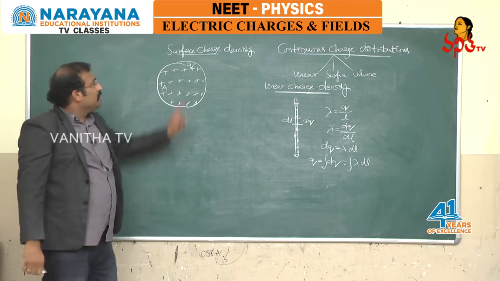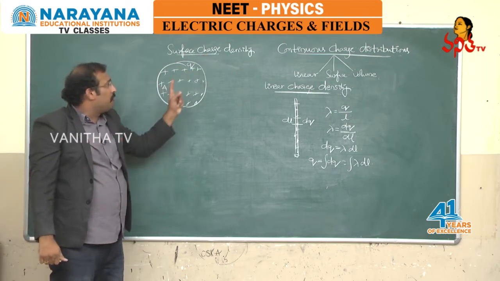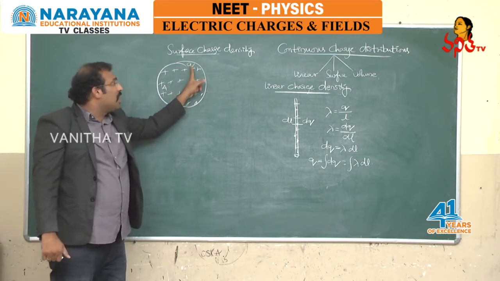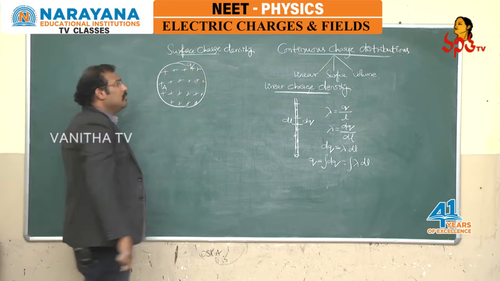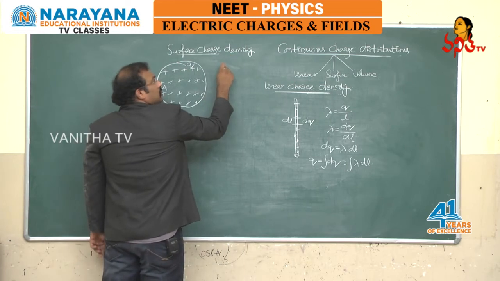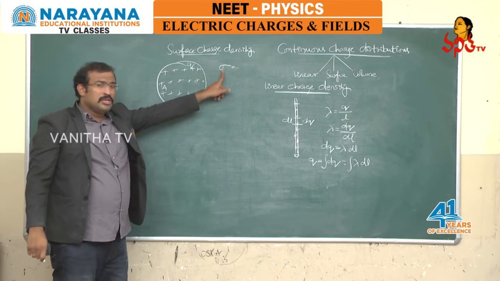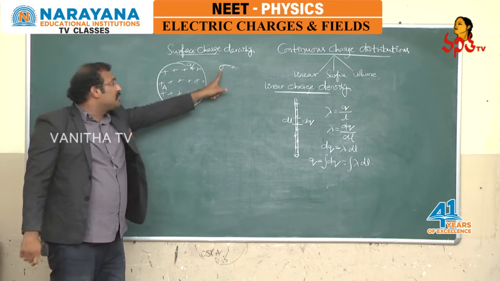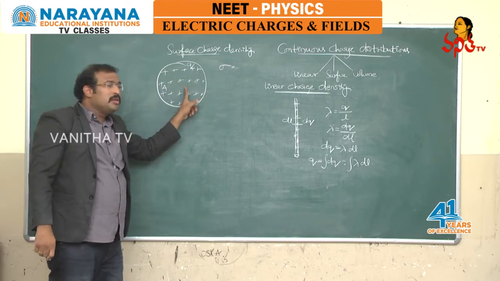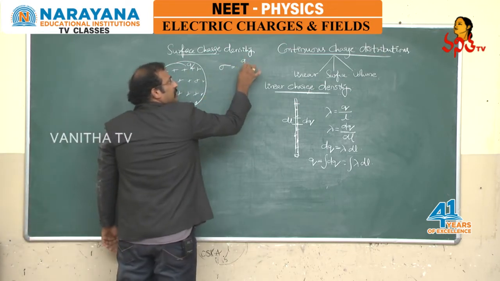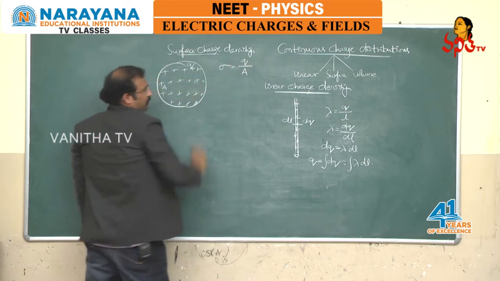Now the surface charge density of a two-dimensional body can be defined as the charge per unit area. The surface charge density is represented as sigma. The surface charge density of a two-dimensional body can basically be defined as the total charge present per unit area.